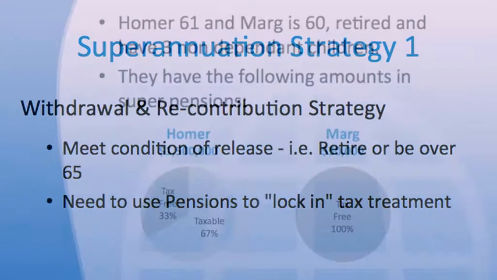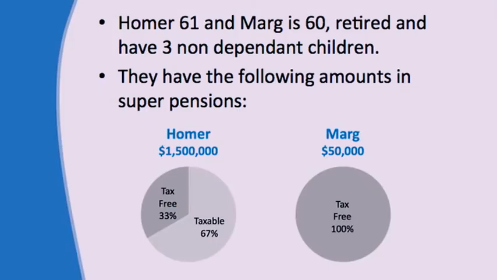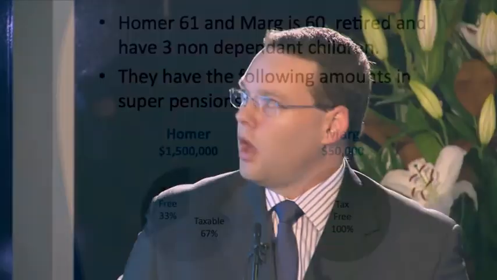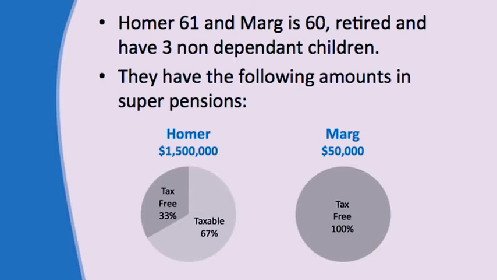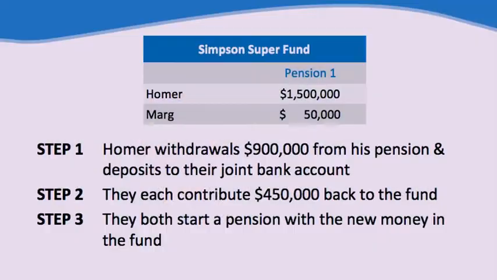Let's look at an example. Homer and Marge are retired and their superannuation is in pension phase, and they've got 3 non-dependent children. If they died now, Marge's estate wouldn't have to pay any tax on the benefit. But Homer, who's got 2/3 of his benefit that are taxable, his estate would incur tax of $165,000. Now, I'm sure their kids, Bart, Lisa and Maggie, wouldn't be all that happy paying $165,000 in tax. So let's look at a strategy to help them.